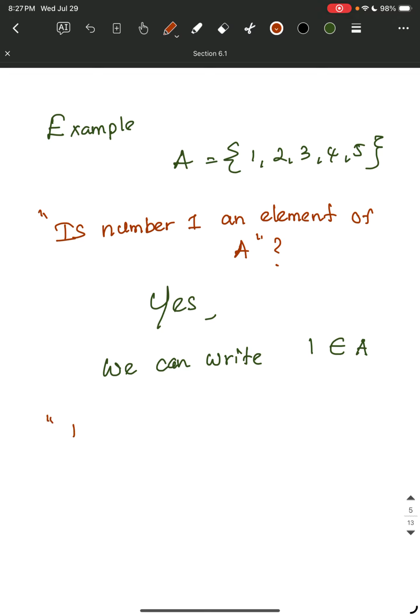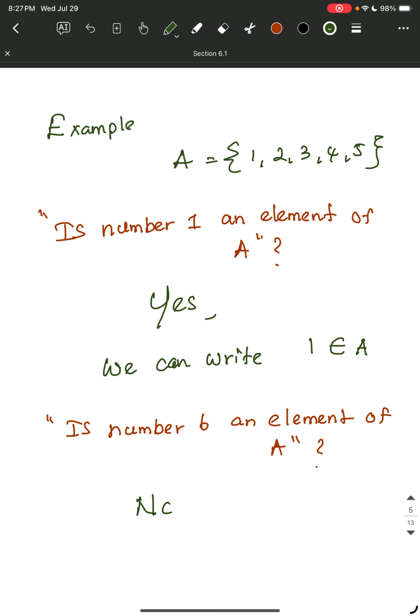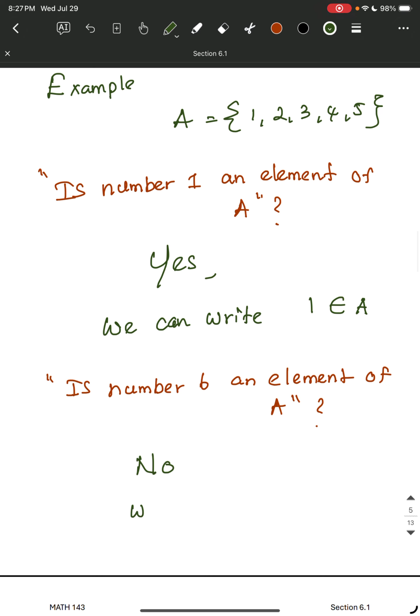Then, is number 6 an element of set A? The answer should be no, because the elements of set A are 1, 2, 3, 4, 5. Number 6 is not in the set A. So the answer should be no. We write 6 does not belong to set A.